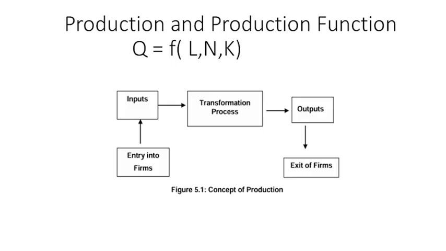Now, what is a production function? A production function shows a relationship between the physical quantity of inputs used for production and the physical quantity of output obtained by the firm. It also specifies a flow of output resulting from a flow of inputs during a specified period of time. The production function can also be represented as Q = f(L, N, K), where L, N, and K are land, labor, and capital.